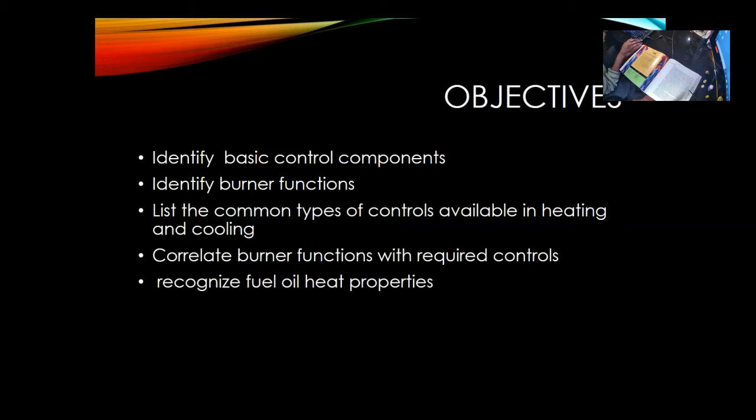So today we'll talk about basic control components. What are the burner functions? We will list common types of controls available in heating and cooling. What are the main controls that we need and that we will see, regardless of what they look like, who the manufacturer is, and what the variety is. It's good to know and identify what controls are there, and when you go and look at an oil burner or a gas burner, it's good to look at the system and see where those controls are and what they do. Correlate the burner functions with the required control.